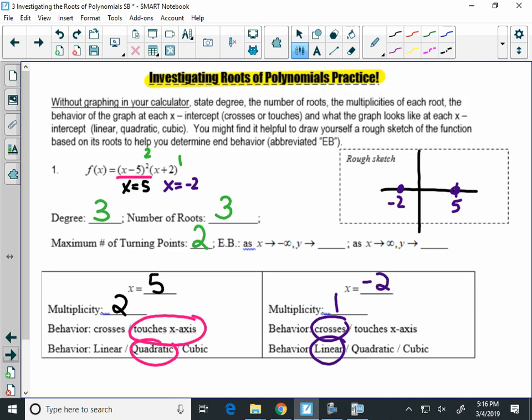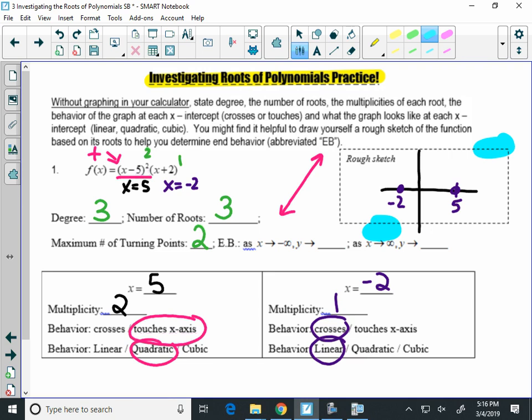Okay. Now, I have a degree 3, so it's odd degree. Odd degree means that my arrows are going to point in opposite directions. And when I look here, my leading coefficient of this polynomial is positive. So my graph is overall going to have a positive trend. It's going to start low and end high. So if I have a positive trend, my graph needs to start down here and end up here somewhere.